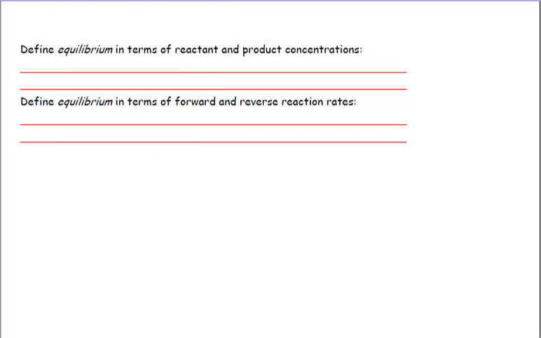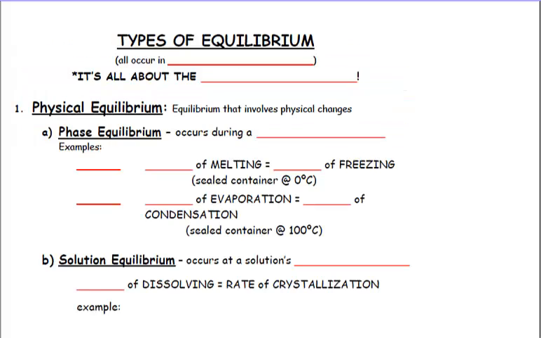So what I want you to do right now is answer these two questions, or actually define equilibrium in terms of reactant and product concentrations based on what I just told you, and then define equilibrium in terms of forward and reverse reaction rates. You will have answers for me in class. Okay, so let's go into types of equilibrium. All right, types of equilibrium.